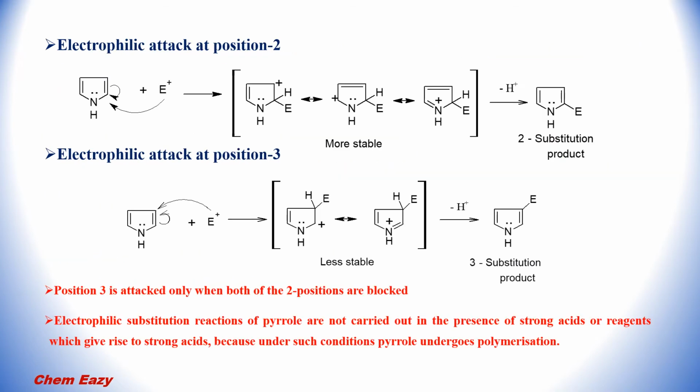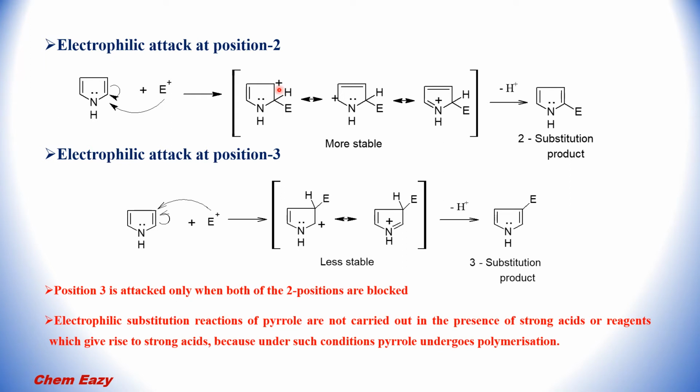Here you can understand easily why the second position attack of the electrophile is preferred over the third position attack. Here the E plus indicates the electrophile. This electrophile attacks the second position of pyrrole, and these 3 resonance forms are possible in which the positive charge is delocalized over 3 atoms.